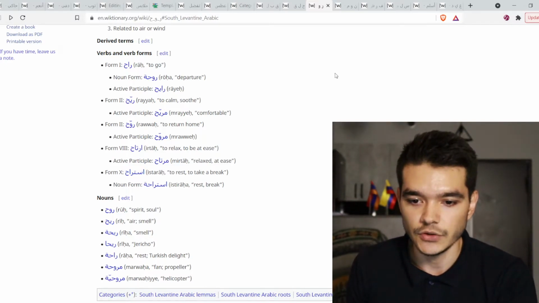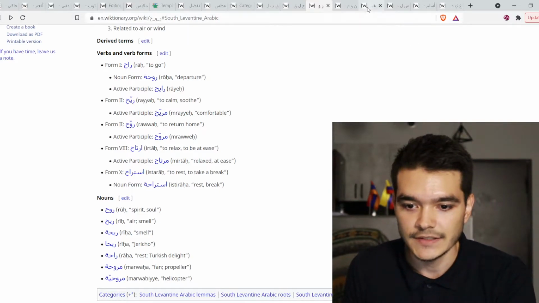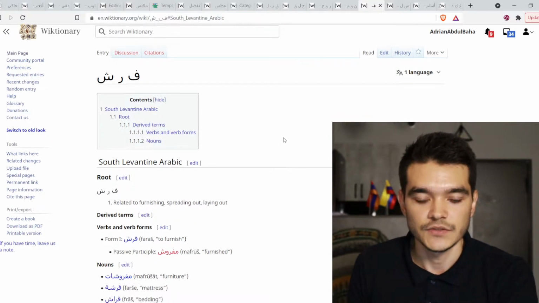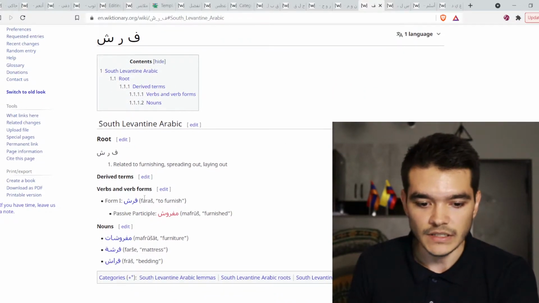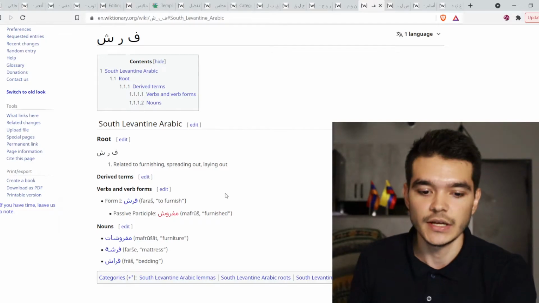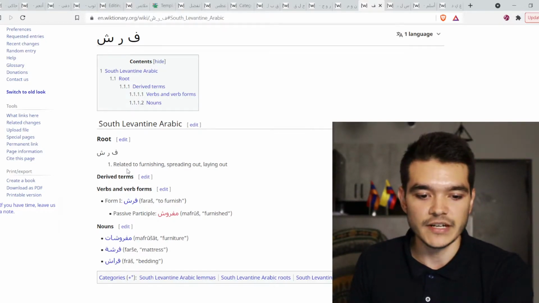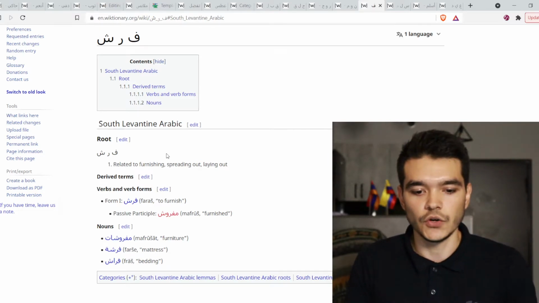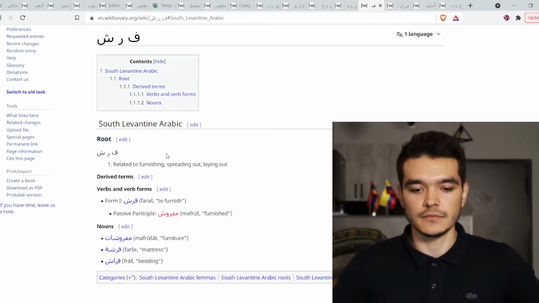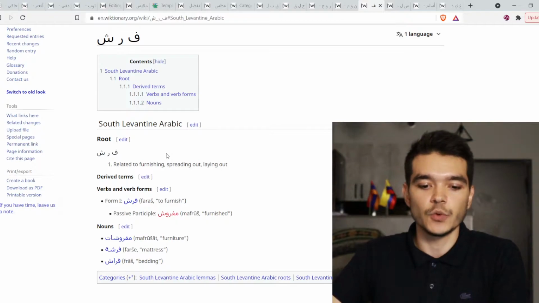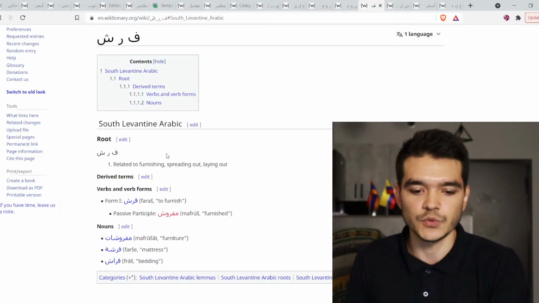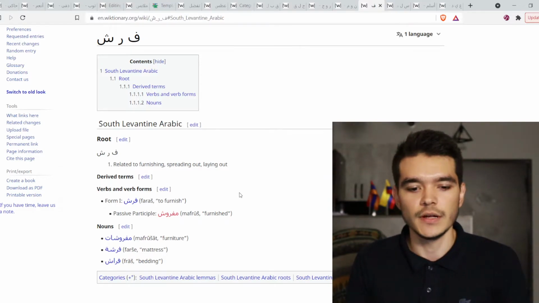So let's look at one such case. Let's look at the page for fa, ra, shin. This root gives us the verb farash. I gave the definition as relating to furnishing, spreading out, or laying out. In Fusha it has some of these other meanings, like spreading out and laying out. Not so much in the dialect, which mainly gives us words for furniture.